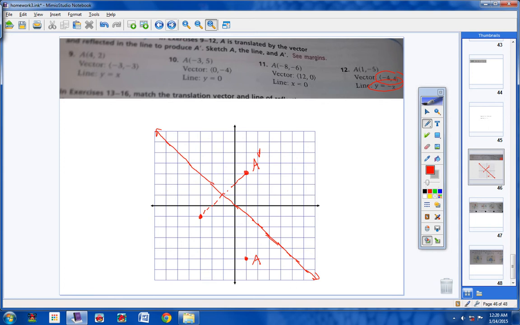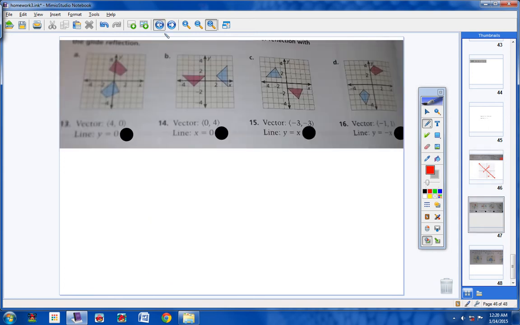Alright, let's take a look at numbers 13 through 16. Now, these are pretty tough, so please pay attention and hang with me, okay? Here we go. Remember, first of all, blue is your pre-image. So they want us to find one of these figures, move it so many units, and then reflect it in the given line and see if we get the red figure.